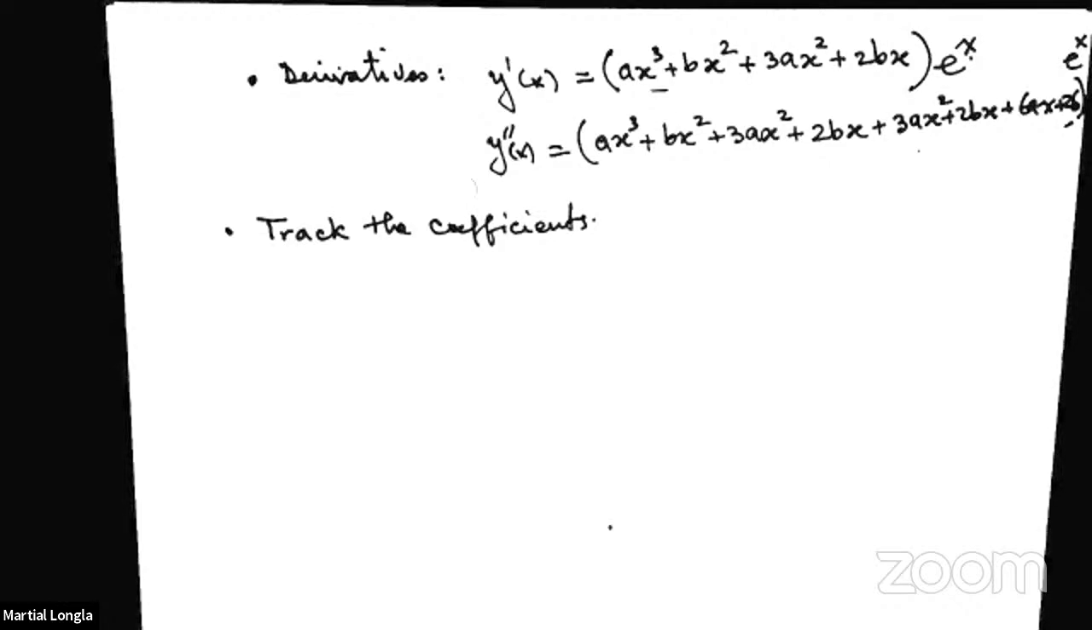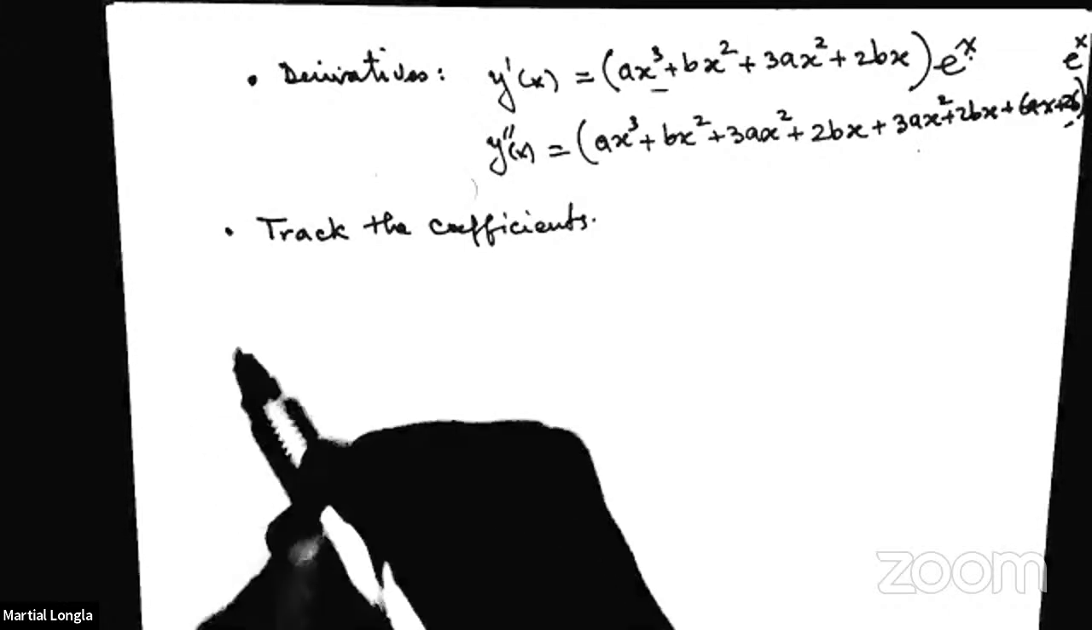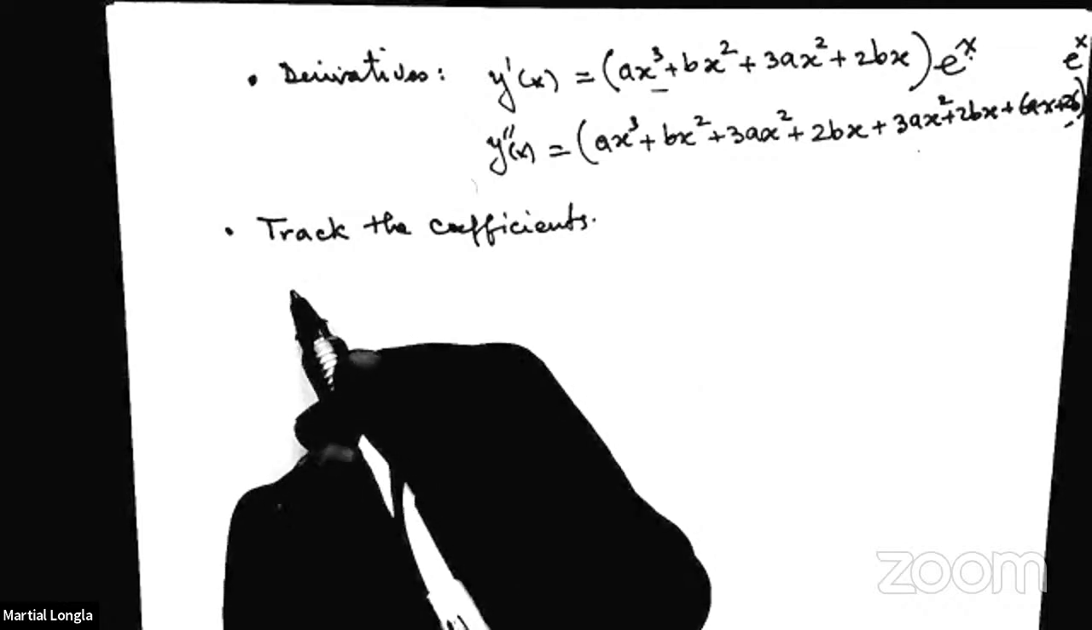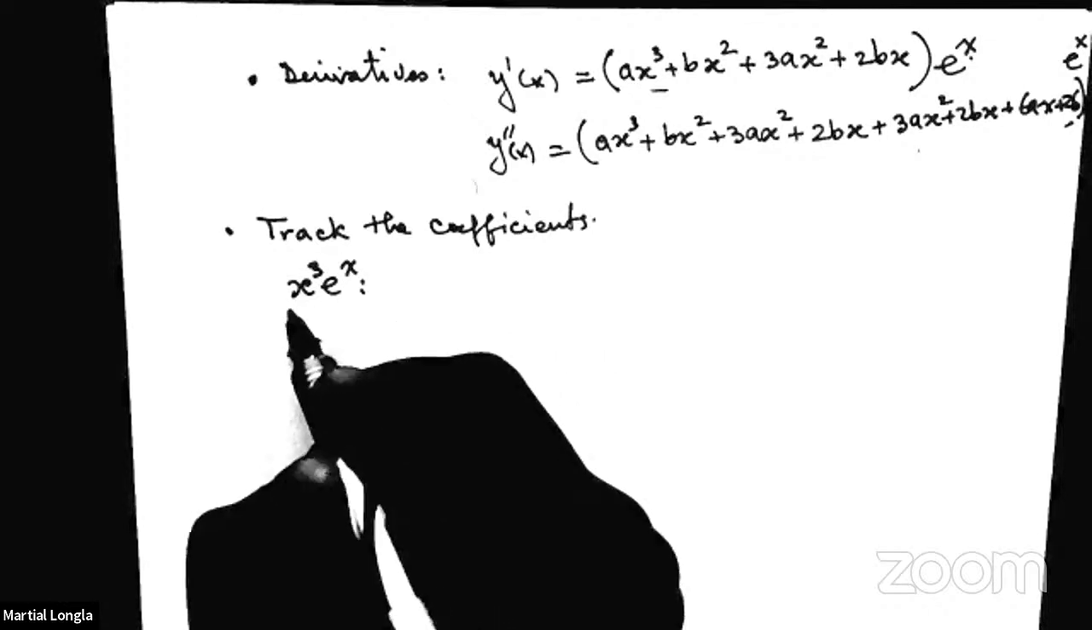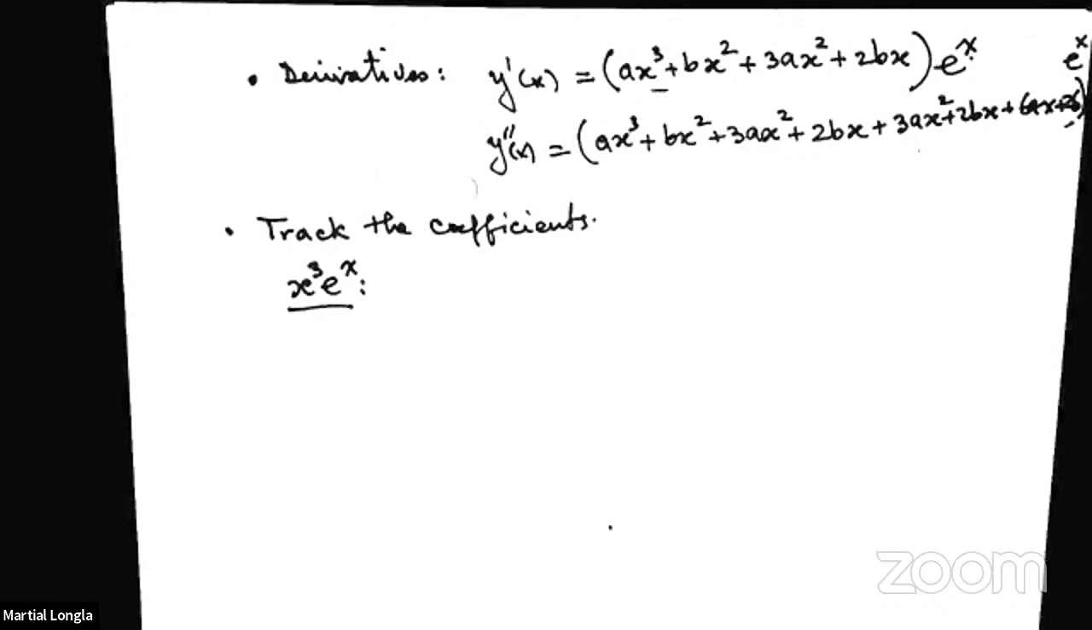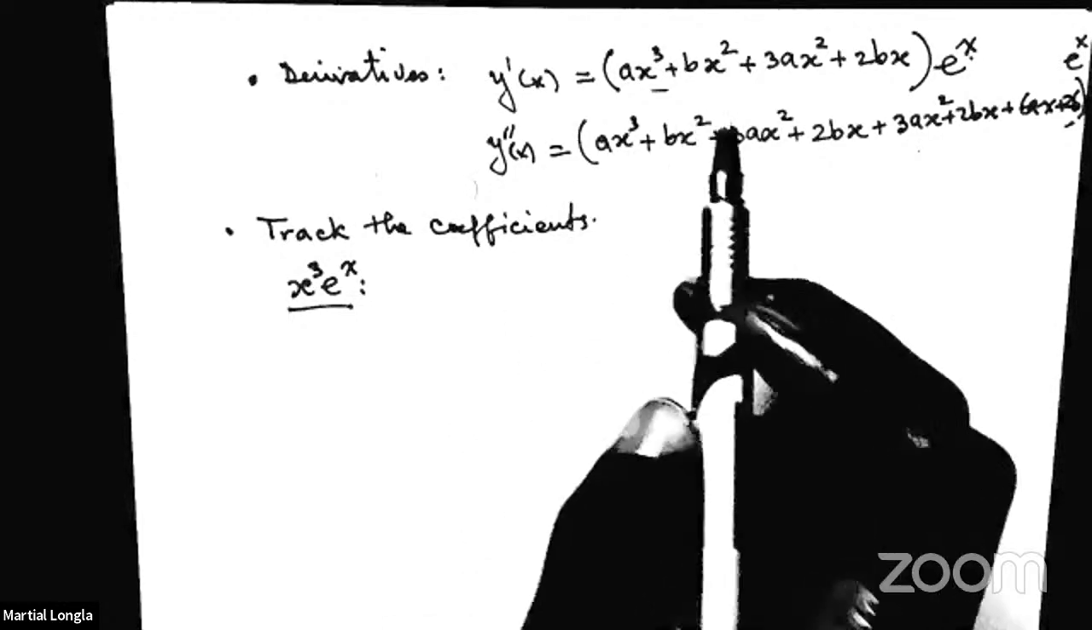I have a high chance of missing something if I start doing that, right? That's the reason why I recommend just leaving those derivatives as is, and then just go ahead and track the coefficients, because it's easier to just follow what is happening to x cubed e to the x throughout the equation. What is happening to x cubed e to the x? And always start by the ones with the highest power of x, because that helps.